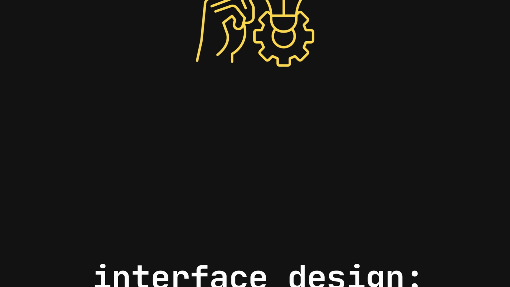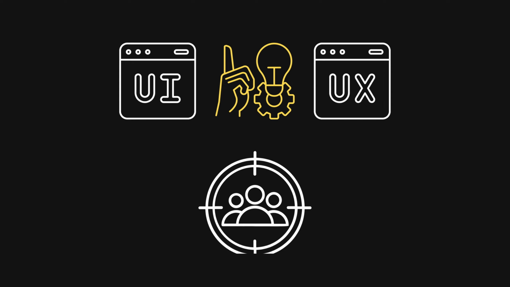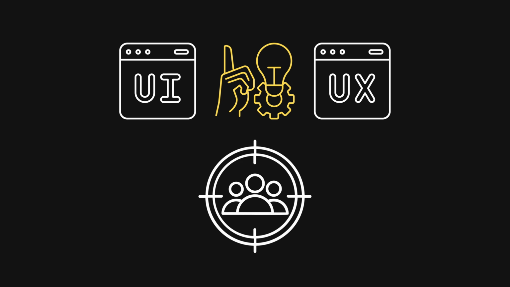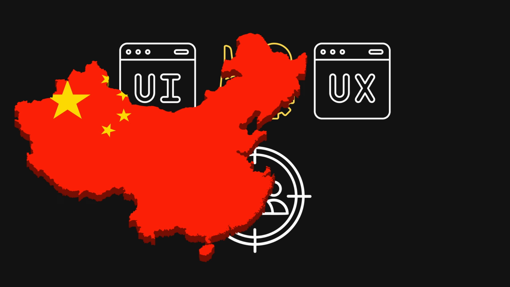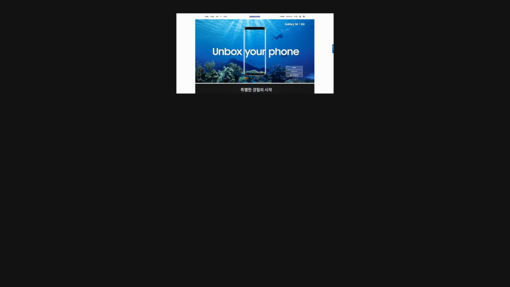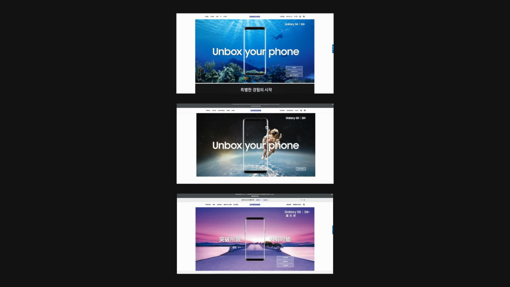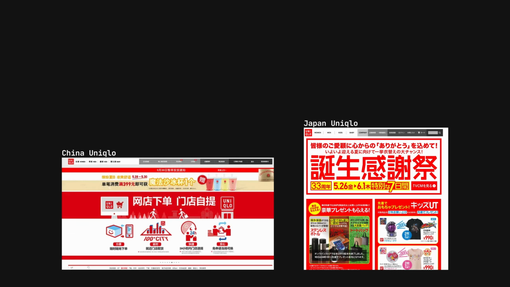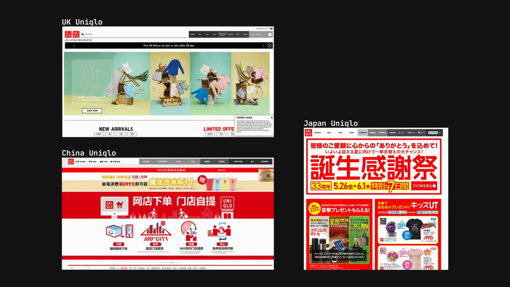When we design interfaces, we often think about our target audience, but in today's global society, our audience can come from anywhere, China, Russia, or the UK. And each culture has its own unique preferences and expectations when it comes to design. Take a look at the Uniqlo website. In Japan and China, the site is quite busy, filled with lots of information and promotions, which appeals to their local audience. On the other hand, the British Uniqlo website is clean and minimalist.